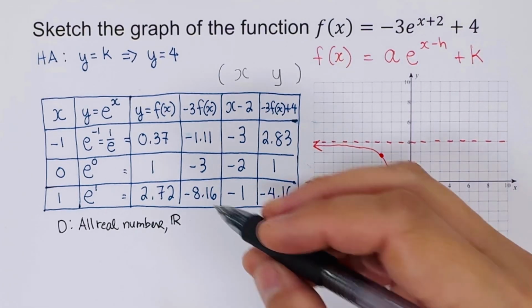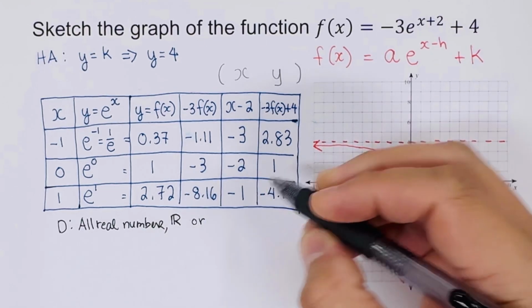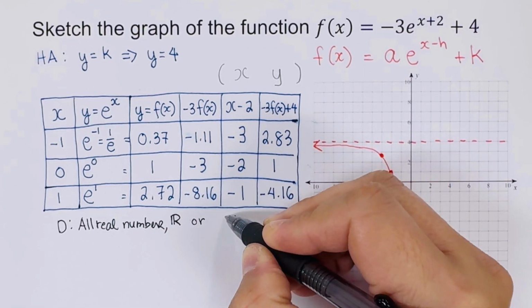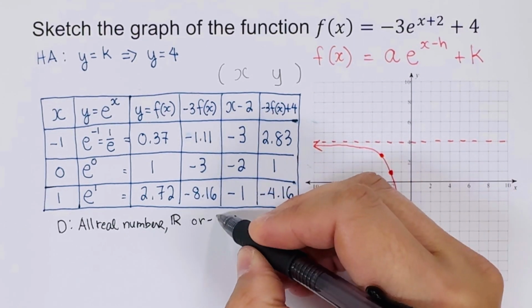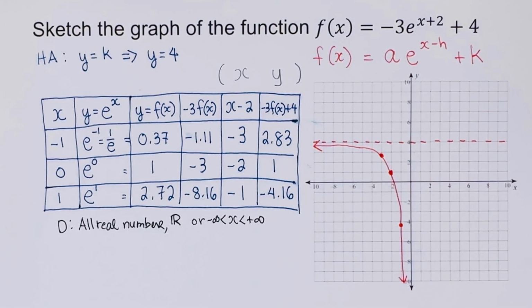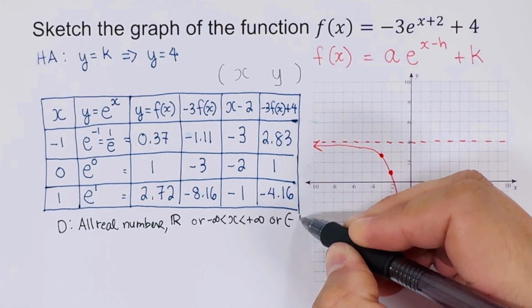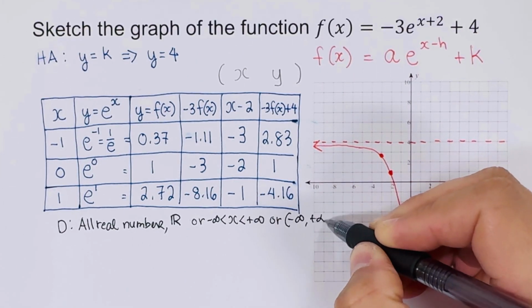If we want this in inequality notation, we can go ahead and rewrite this as x is greater than negative infinity and less than positive infinity. Or we can write this in interval notation, that is negative infinity to positive infinity.